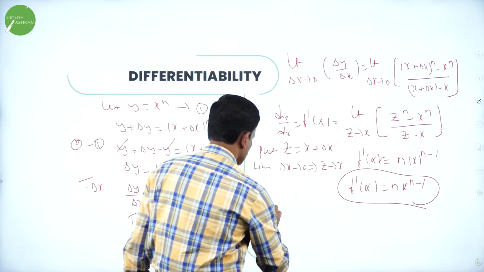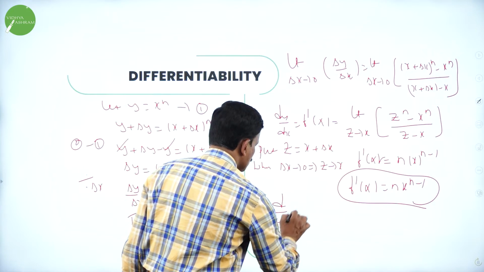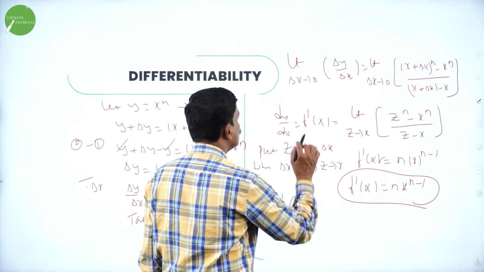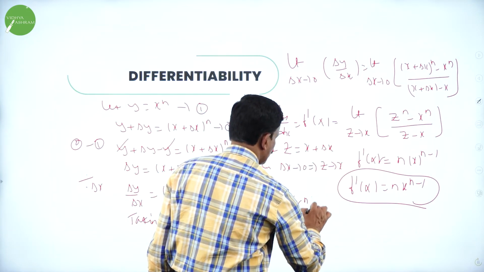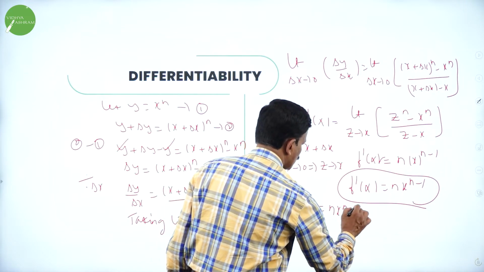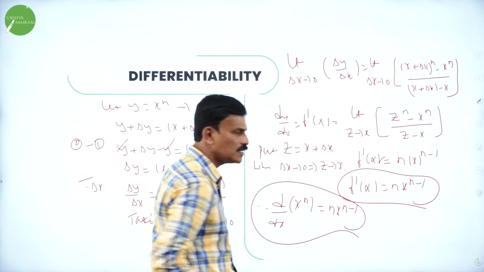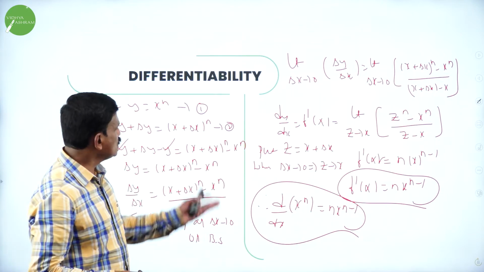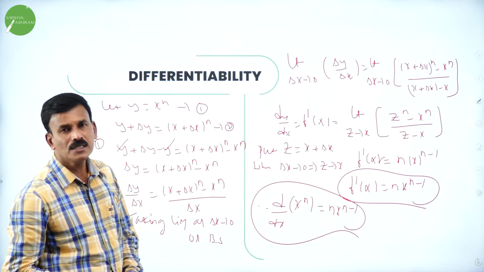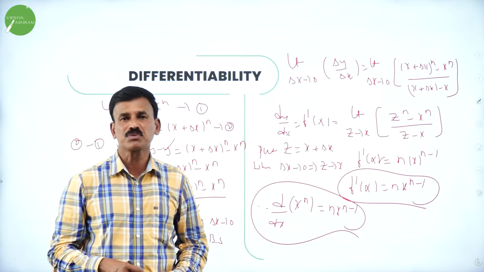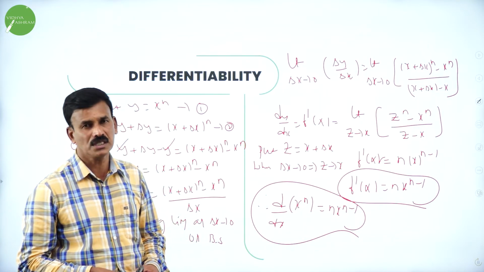Therefore, d by dx of f of x, which is x raised to n, is n x to the power of n minus 1. That is the derivative of the function. This type of differentiation is called the derivative of a function by first principles, or by the method of definition.